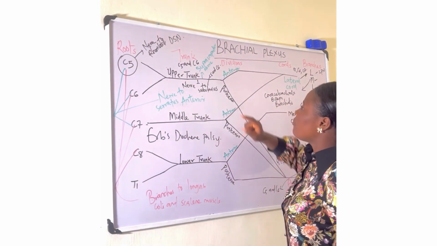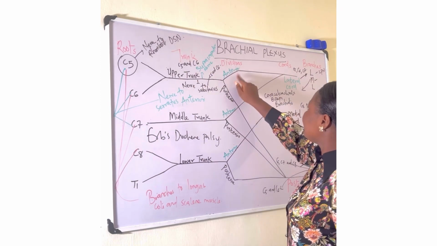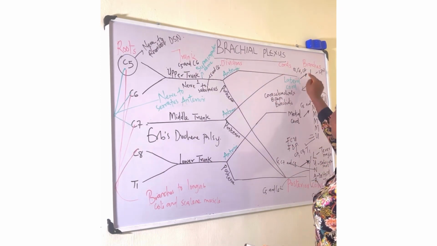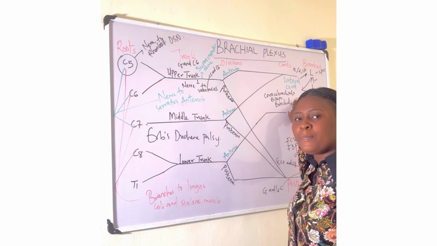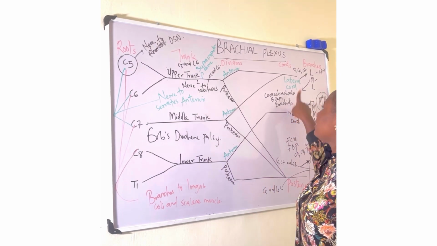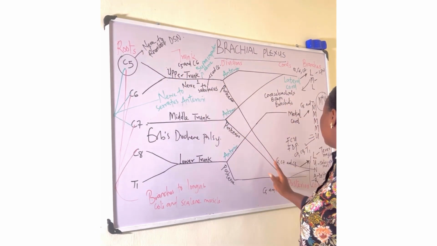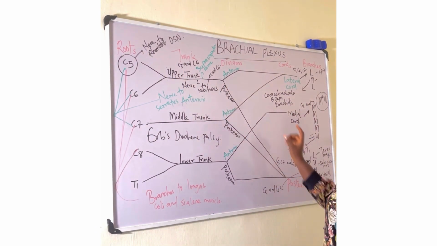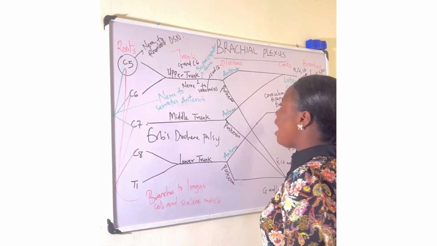Now let's look at it. Remember that this upper trunk gives off the anterior and posterior divisions, and this anterior division is what forms the lateral cord. So one of the nerves, the musculocutaneous nerve that supplies the anterior compartment of the arm, would be affected. Now remember that the posterior division of the upper trunk also gave rise to the posterior cord. One of the nerves that's going to be affected from the upper trunk is the axillary nerve that supplies the deltoid and the teres minor. So these muscles are going to be affected.